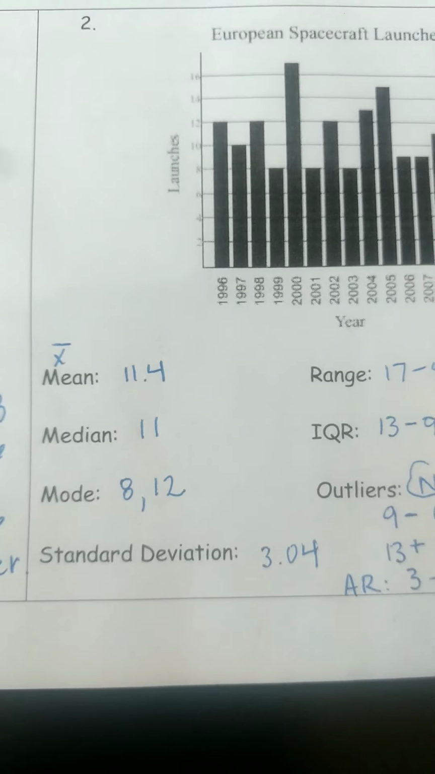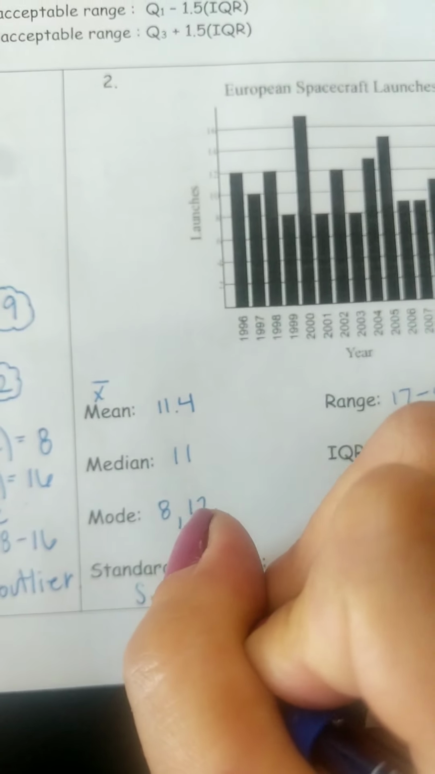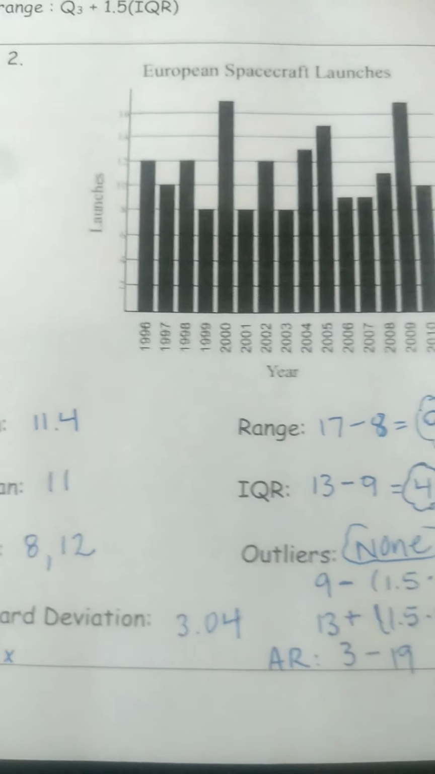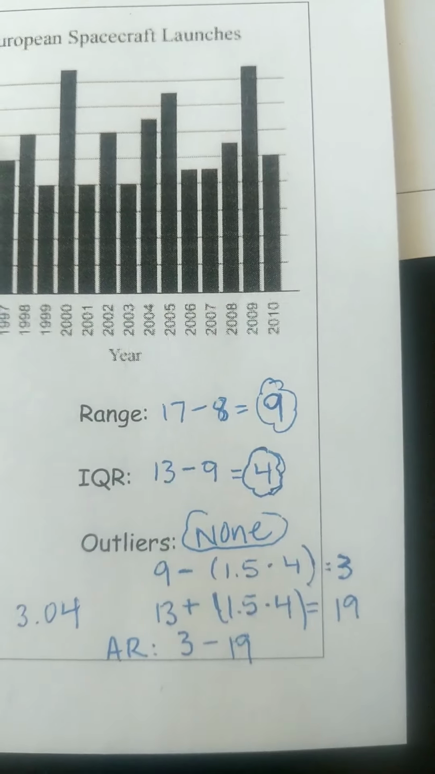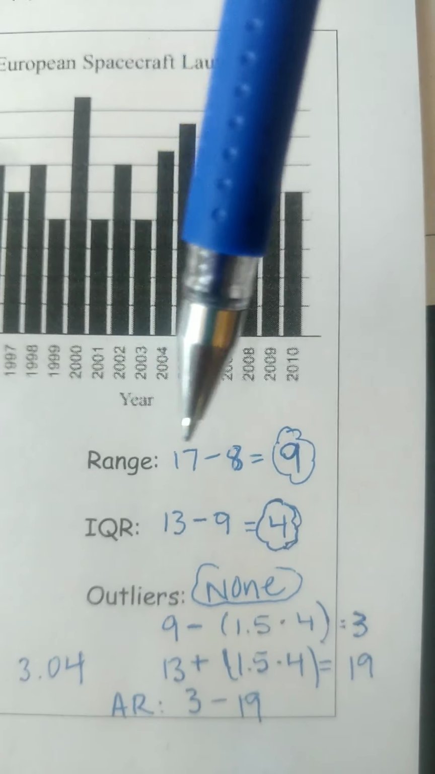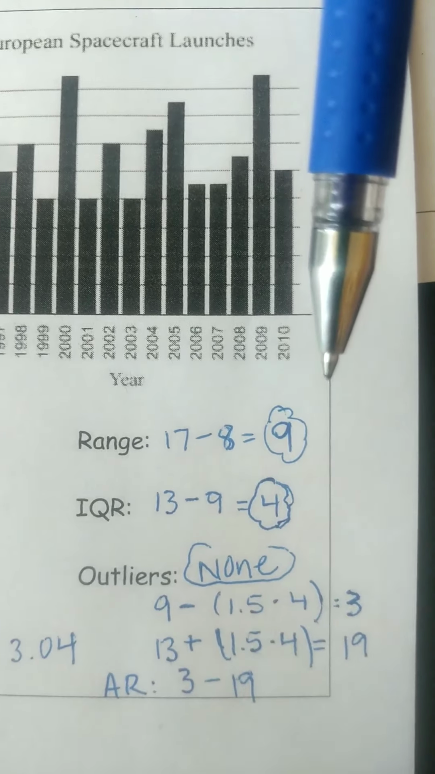Sample standard deviation, I just calculate from the statistics. Remember, in a graphing calculator, that's your Sx. 3.04. Okay, range. It doesn't give me the range. I can find it really easily, though, because it gives me the max and the min. We just do max minus min. We get 9. Okay, that's how far apart our data is.